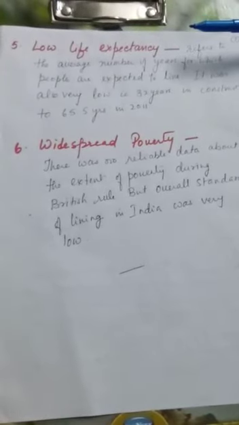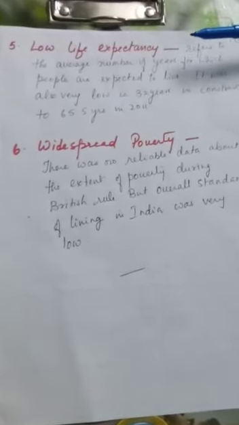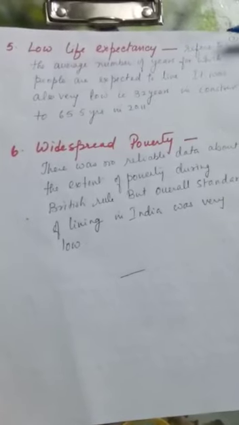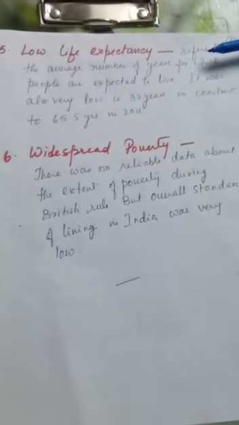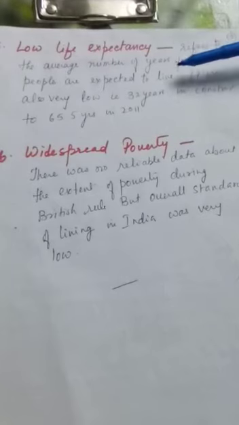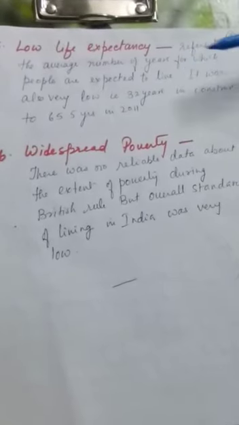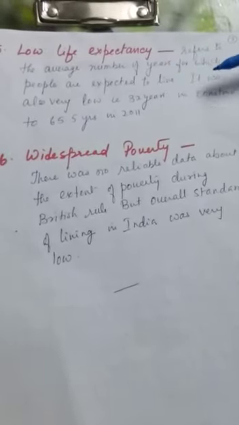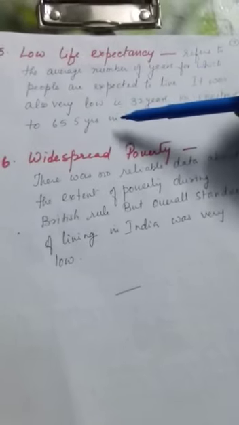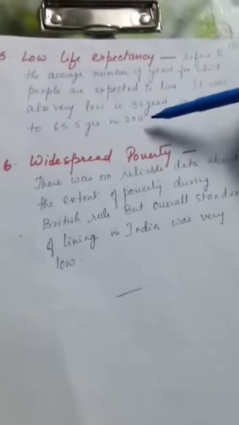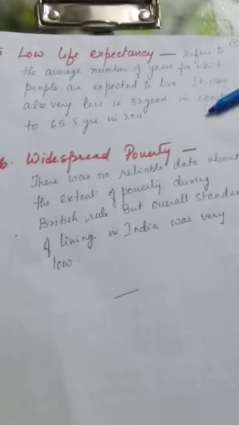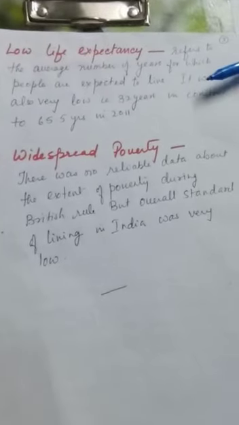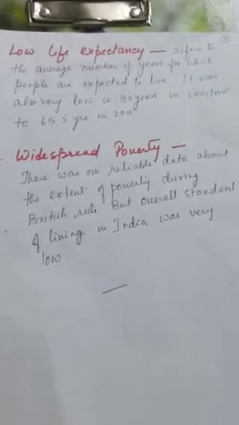Then the fifth is low life expectancy. It refers to the average number of years for which people are expected to live. It was very low, that is 32 years in contrast to 65.5 years in 2011. And the low life expectancy was because of the poor health conditions.